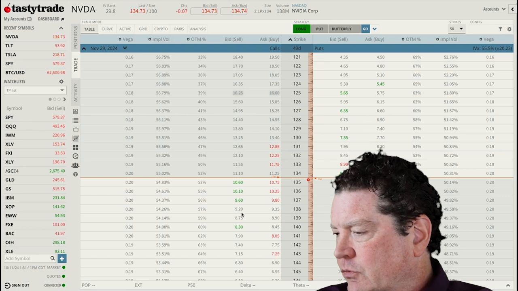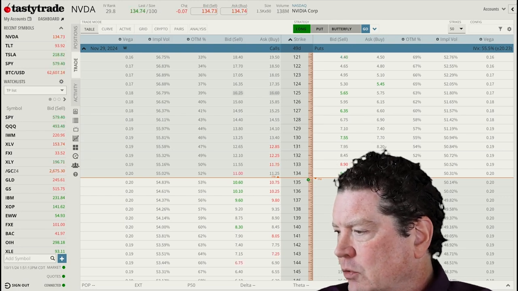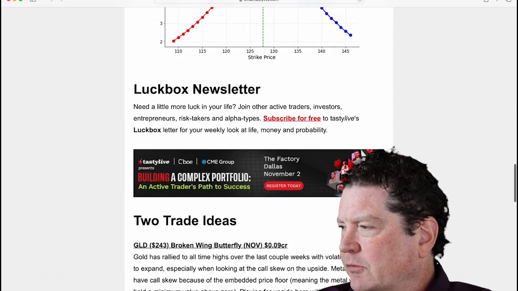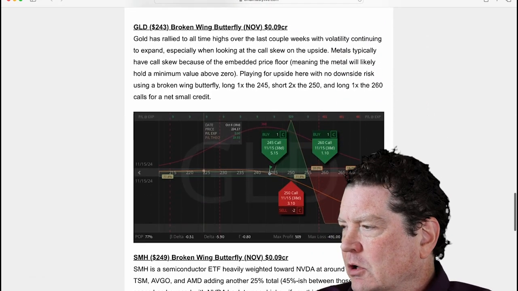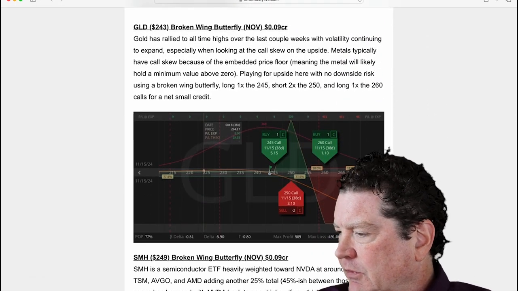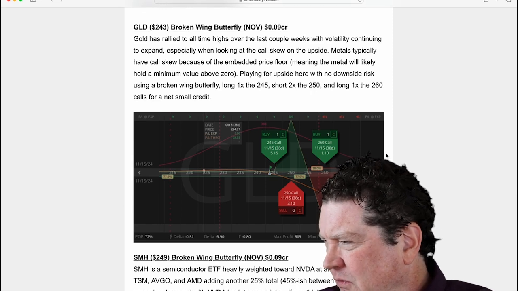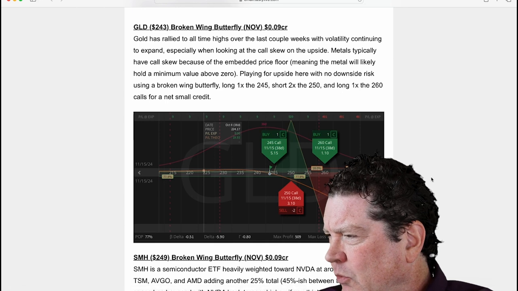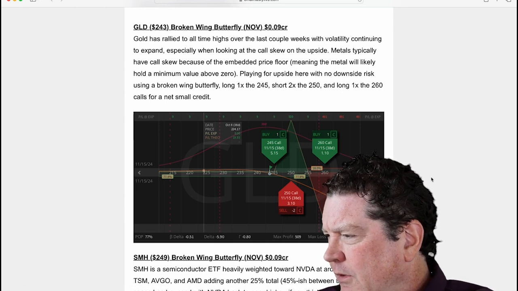Okay, let's look at a couple of trades that the guys pulled out to take a look at. One was a GLD broken wing butterfly. Gold has rallied to all-time highs. That's true, and took a little bit of a sell-off. So they're going out 38 days, a few days ago, in the Nova expirations. They're buying the 245, selling the 250 call, and selling the 260 call.